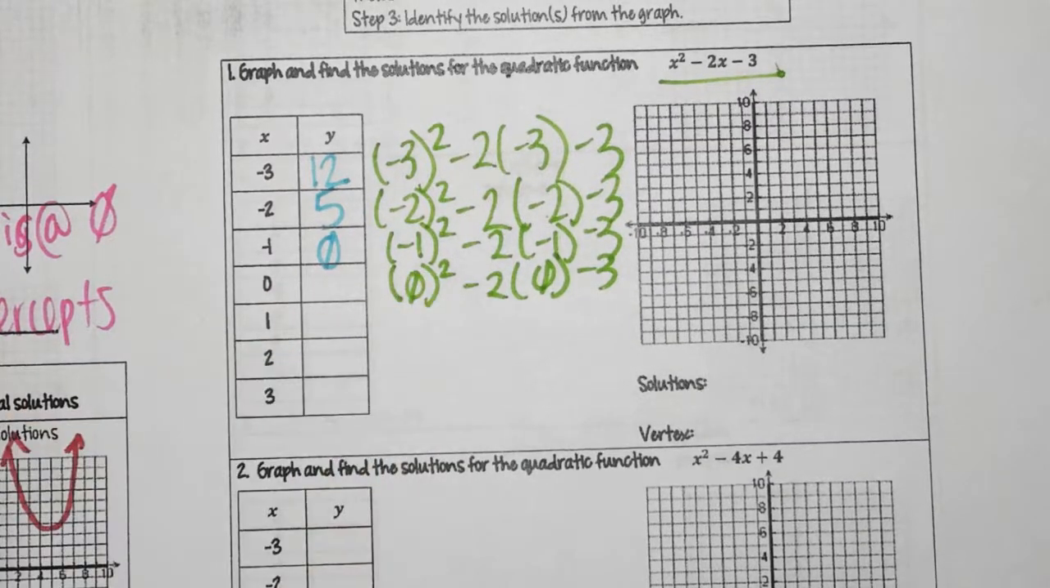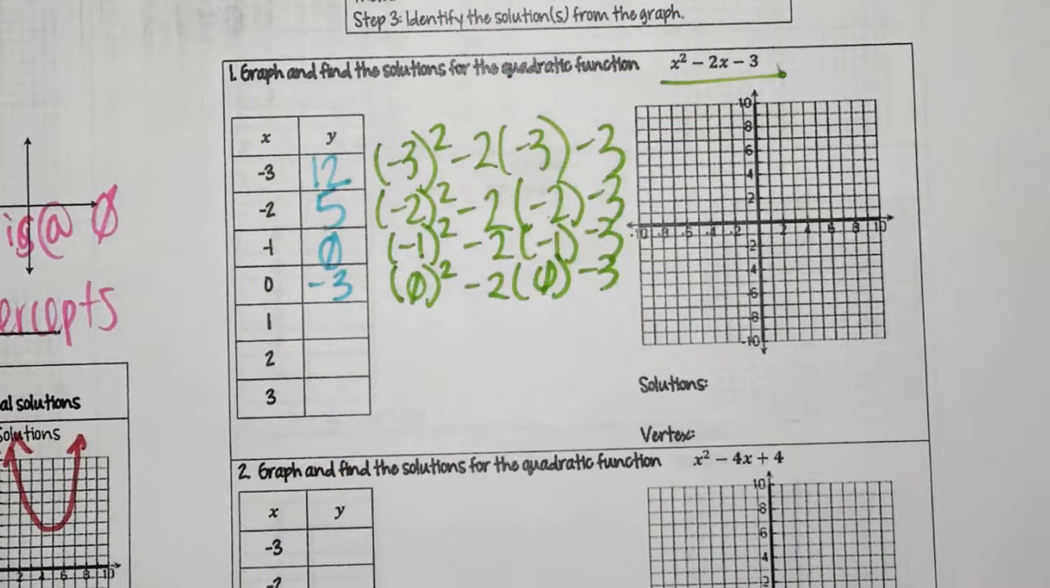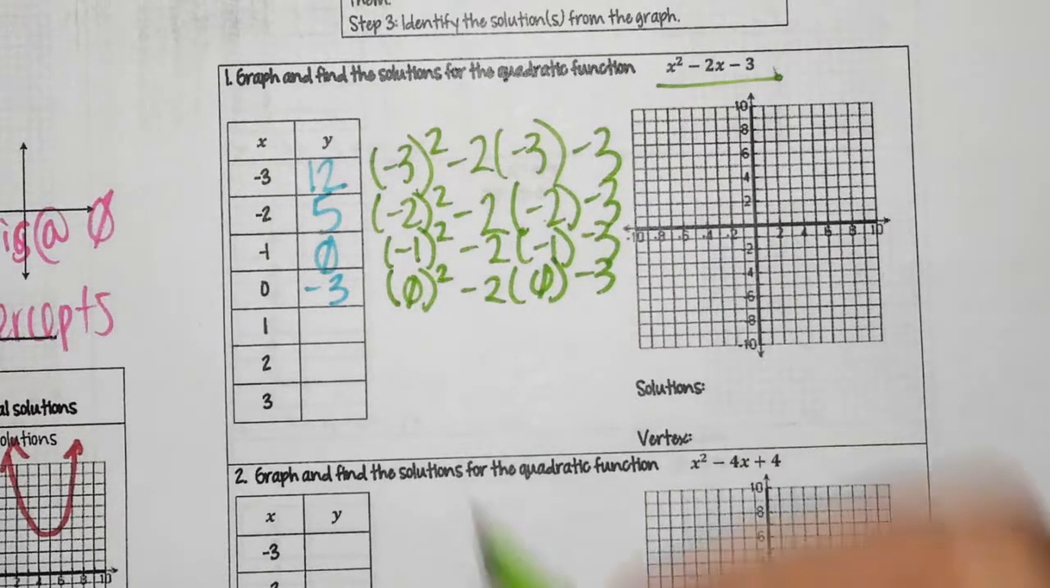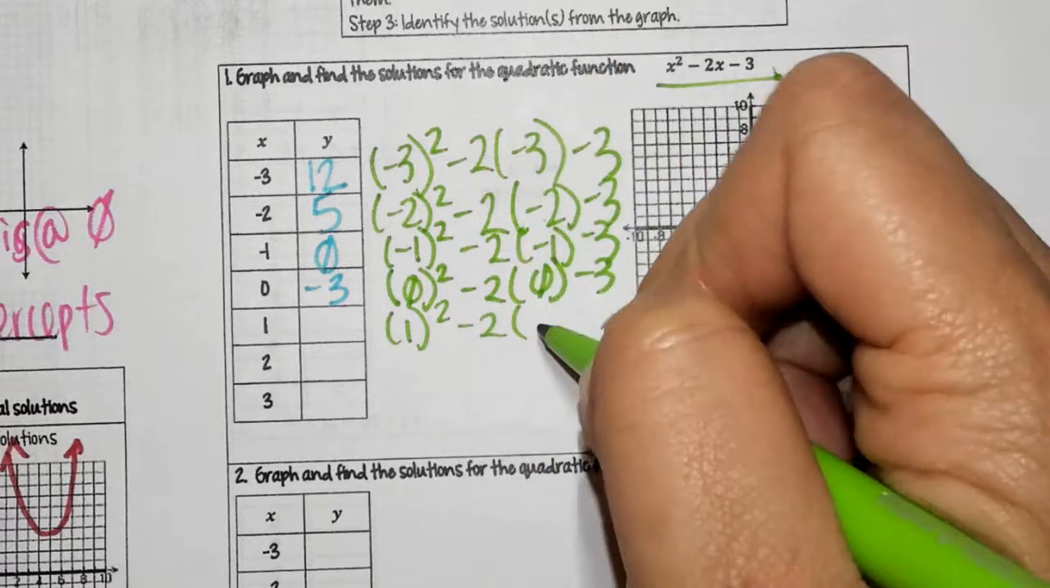All right, what's 0 squared? 0. What's 2 times 0? 0. What's 0 minus 0? 0. What's 0 minus 3? -3. The pattern is 12, 5, 0, -3. The next one's going to be -4.